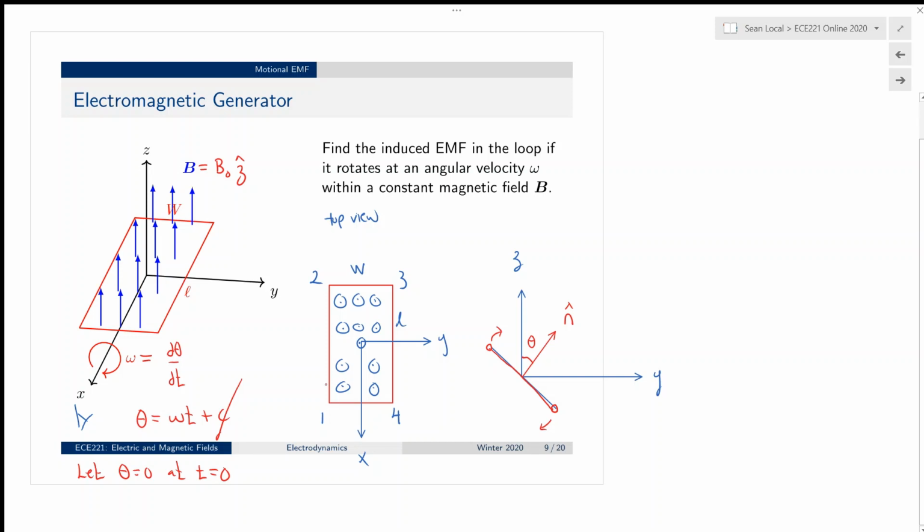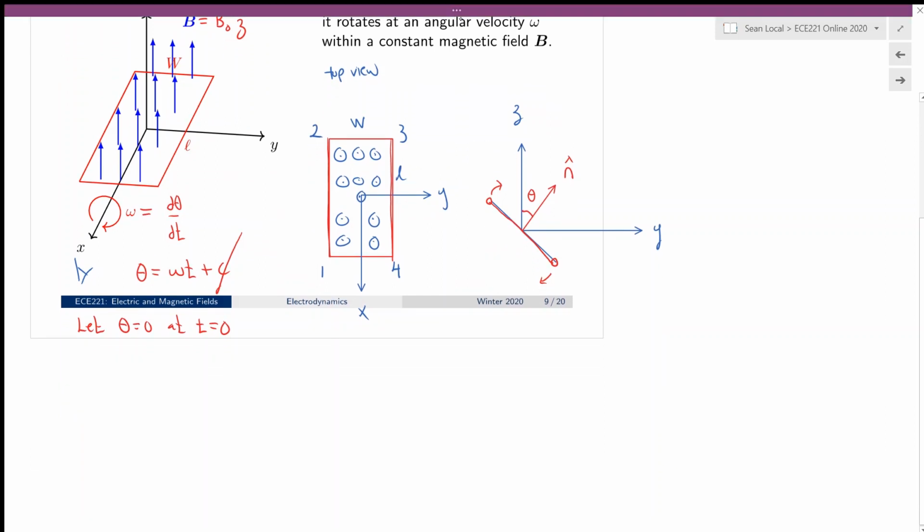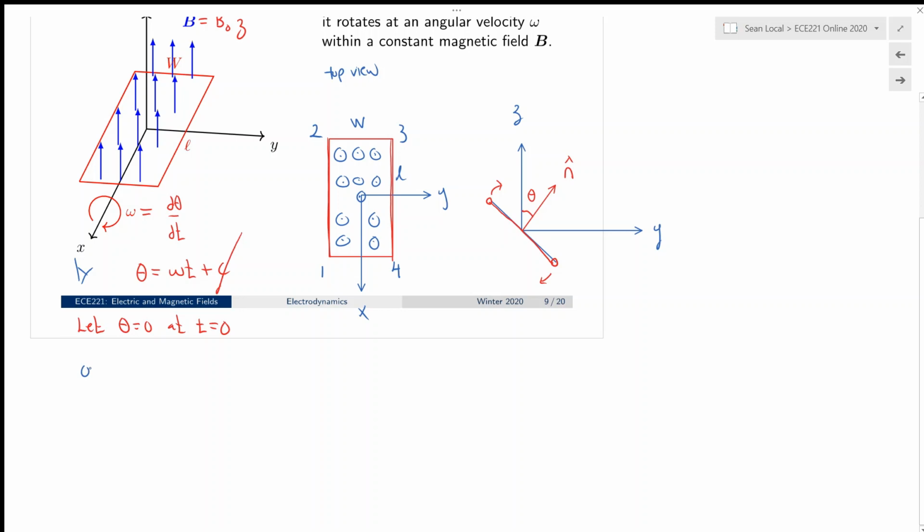The segment 1, 2 cuts through the B field. You can imagine this thing rotating and slicing the B field. And the segment 3, 4 cuts through the B field. But the segments 2, 3 and 1, 4 are not cutting through the B field at all. So we don't expect any motional EMF contribution from those segments. So let's write that down because that's a fairly important point. Only the segments 1, 2, and 3, 4 cut through the B field. Okay, so only they will contribute.